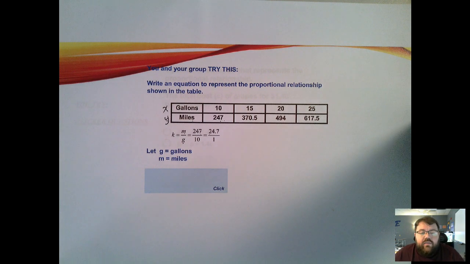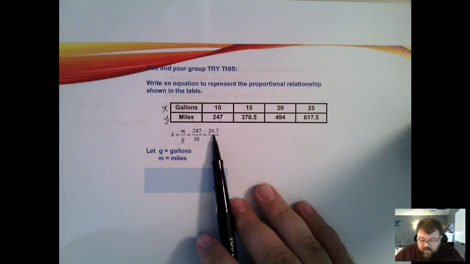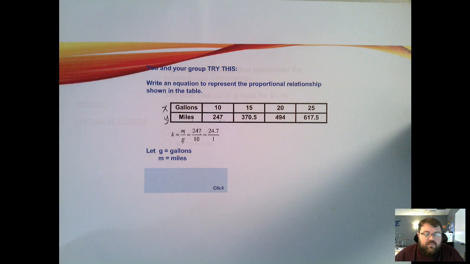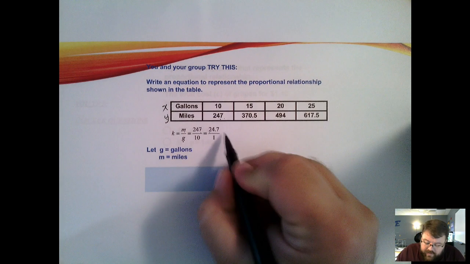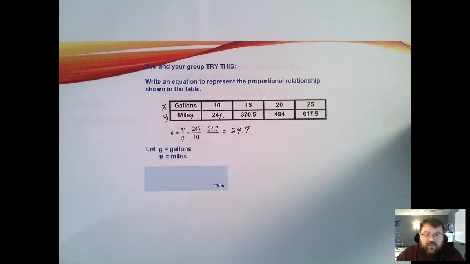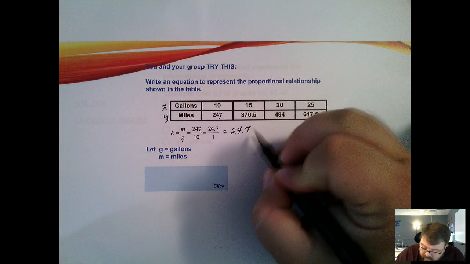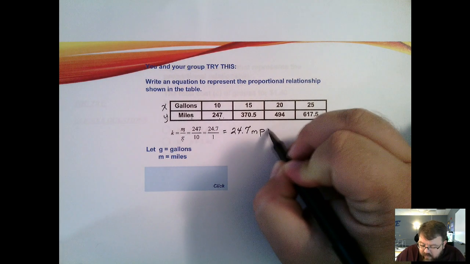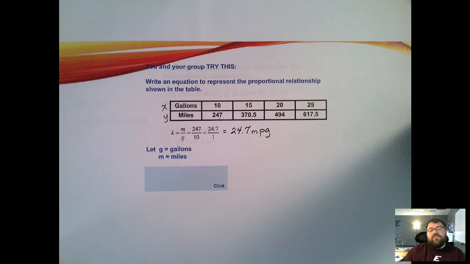Pause the video and tell me, what does this mean? Okay, so hopefully you're able to tell me that it's 24 7/10 miles per gallon, or miles per 1 gallon of gas. Okay, that's what it means. That's the meaning of this.